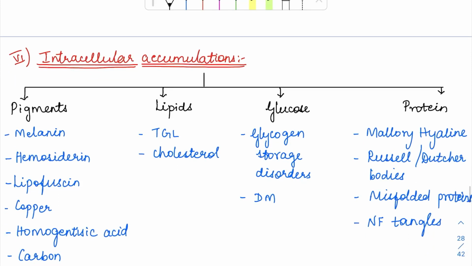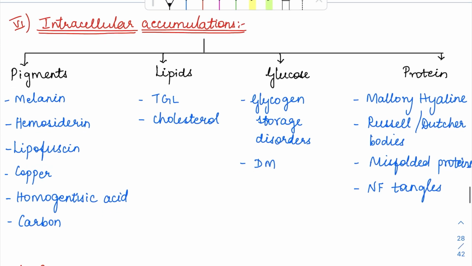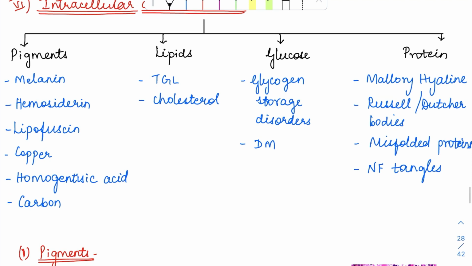Now we had seen about the various forms of cell death. Now let's move on to the intracellular accumulations. So intracellular accumulations can either be pigments, lipids, glucose or protons. So under pigments we have melanin, hemosiderin, lipofuscin, copper, homogentisic acid and carbon.